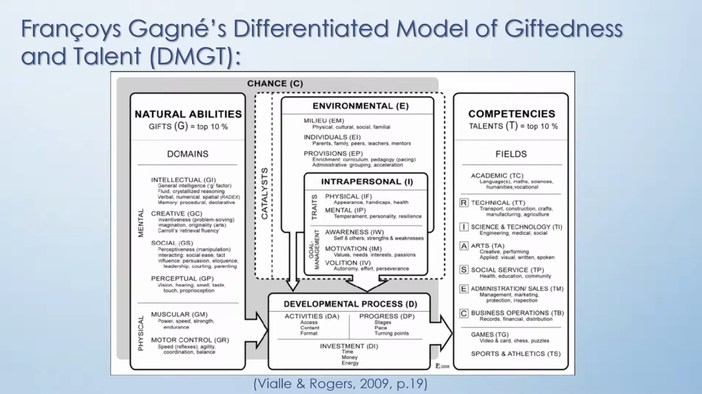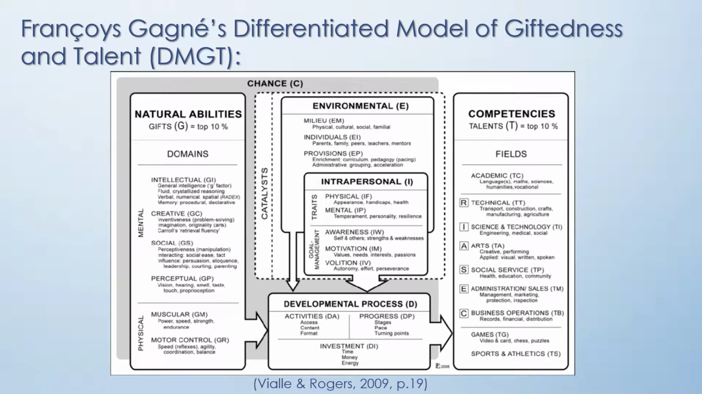If we look now a little closer at this diagram, we can see that the basic trio of components within the DMGT are giftedness, which is represented by the letter G, talent, represented by the letter T, and the talent development process, represented by the letter D. Two additional components complete the structure of this particular theory, which are intrapersonal catalysts, represented by the letter I, and environmental catalysts, with the letter E.